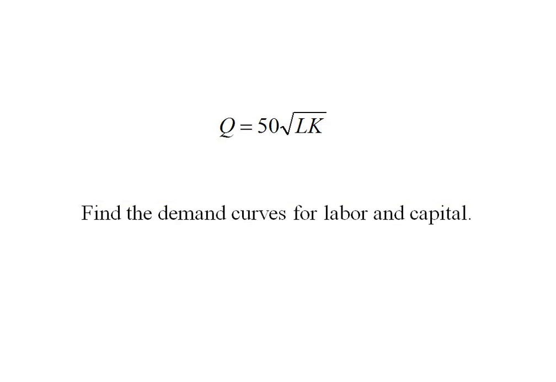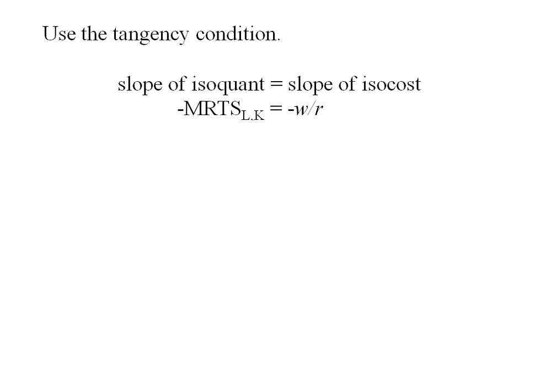Here we have a production function, and we're going to find the demand curves for labor and capital. That is, the input demand curves. We'll use the tangency condition, so the slope of the isoquant will be equal to the slope of the isocost at that point, or the negative of the MRTS will be equal to the negative of W over R. And the MRTS is, of course, the ratio of the marginal product of labor to the marginal product of capital.